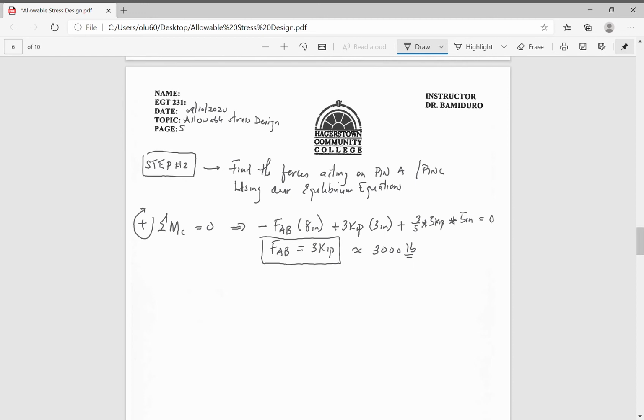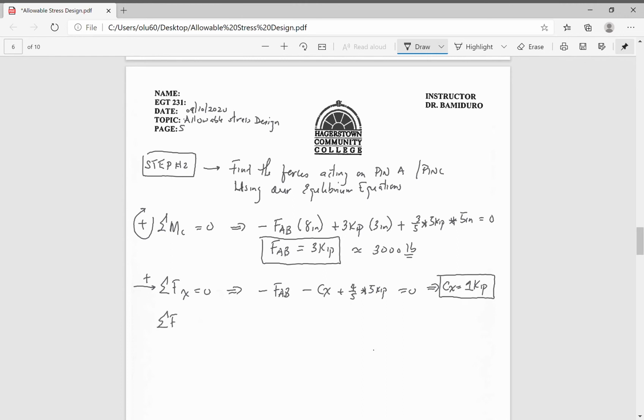Now we can utilize another equilibrium equation. For the forces in the X direction, we take left to right to be positive. So the sum of all the forces in the X direction is going to be negative FAB minus CX plus 4/5 times the 5 kips equals 0. And then, because we defined the force at CX, our CX happens to be 1 kip, 1,000 pounds.